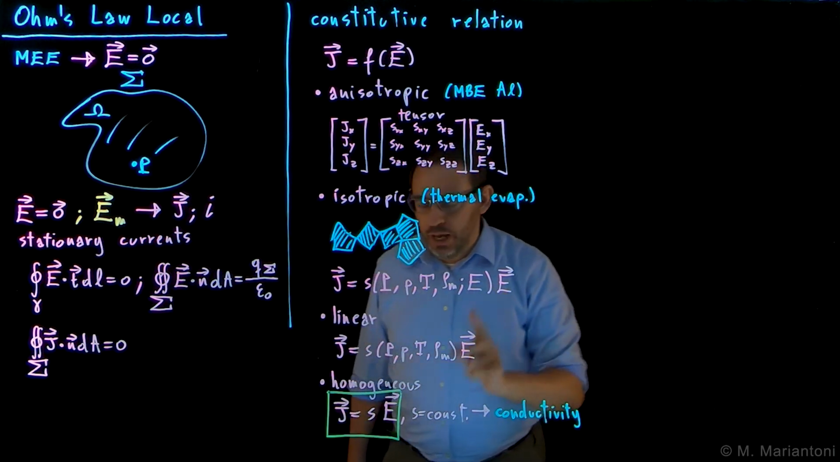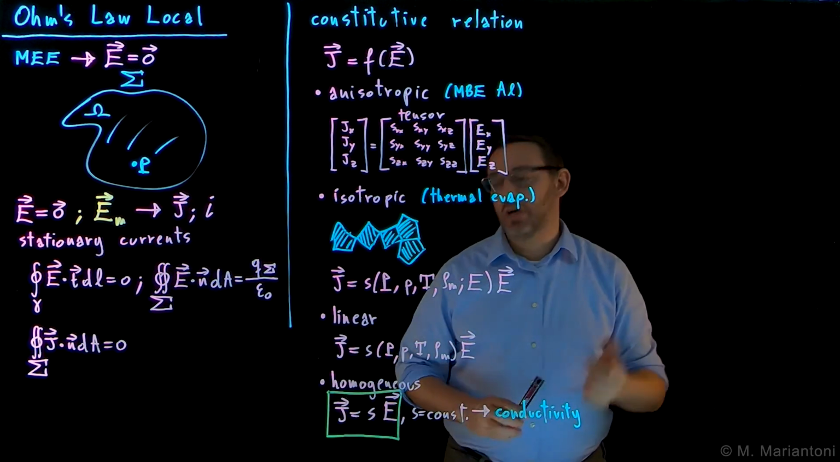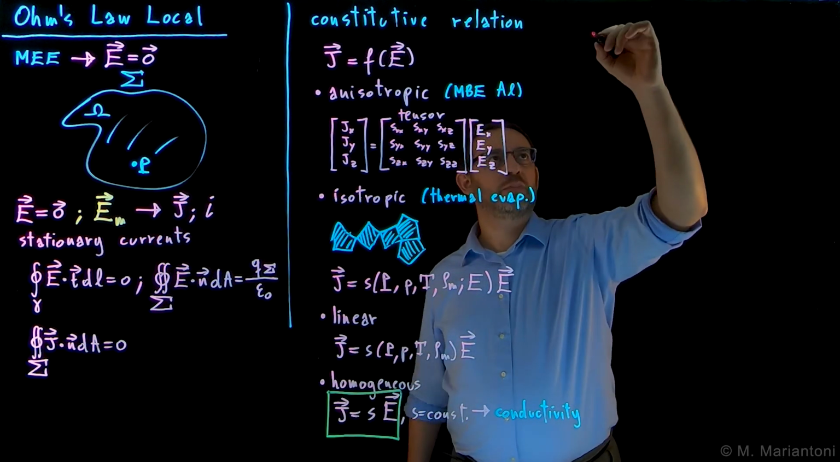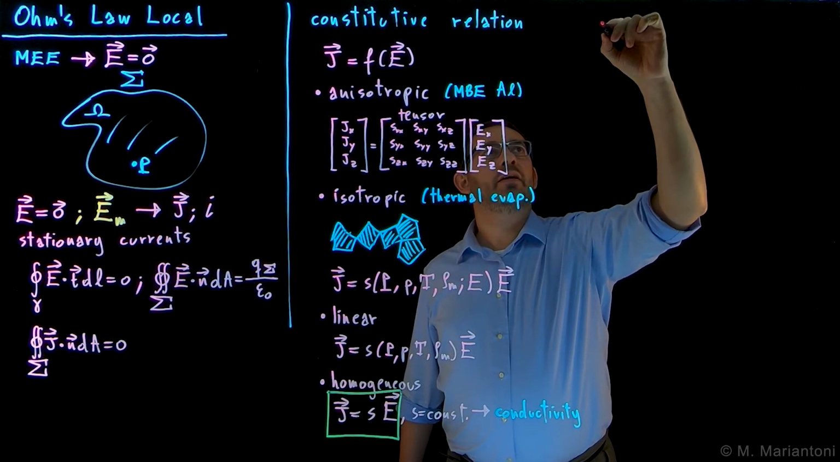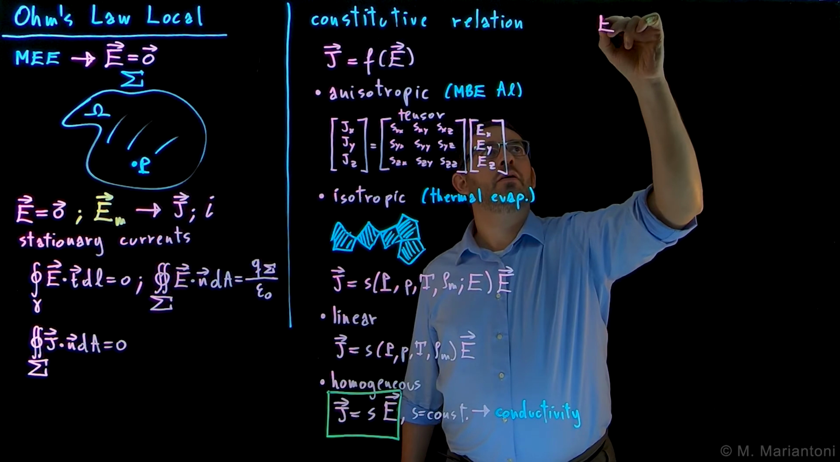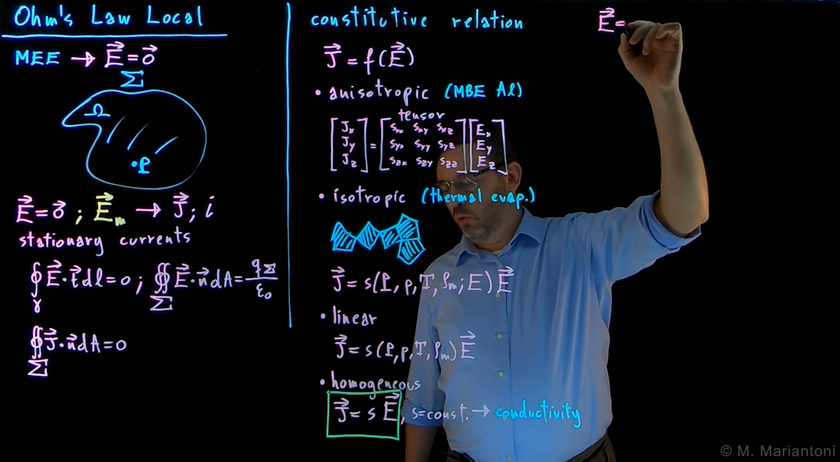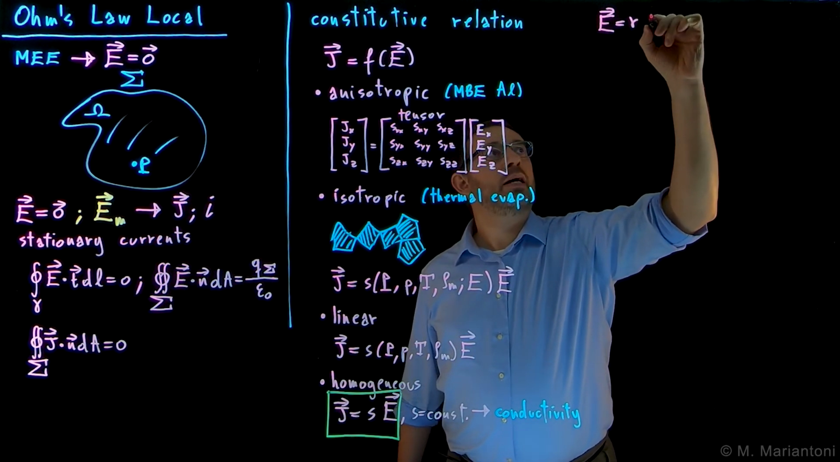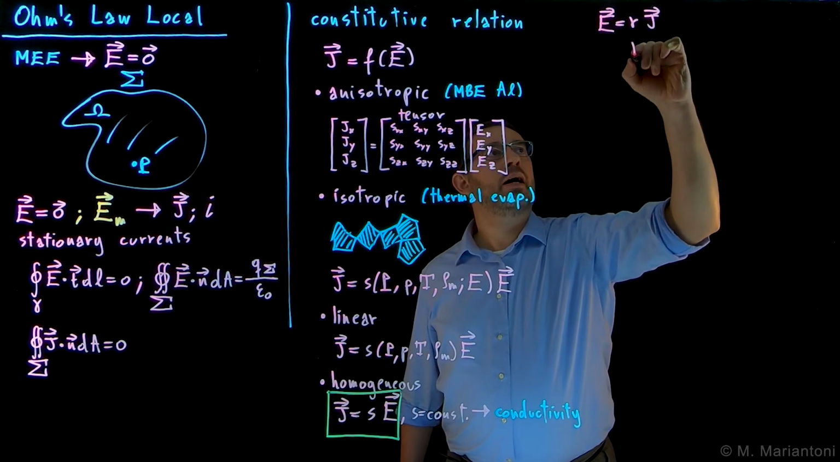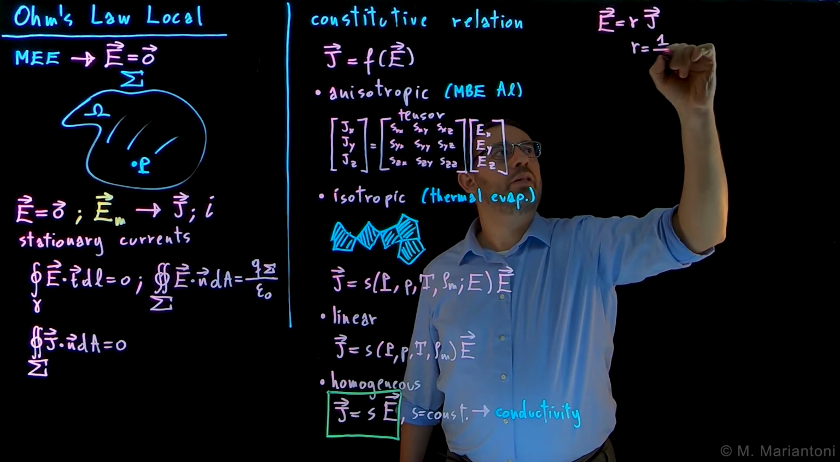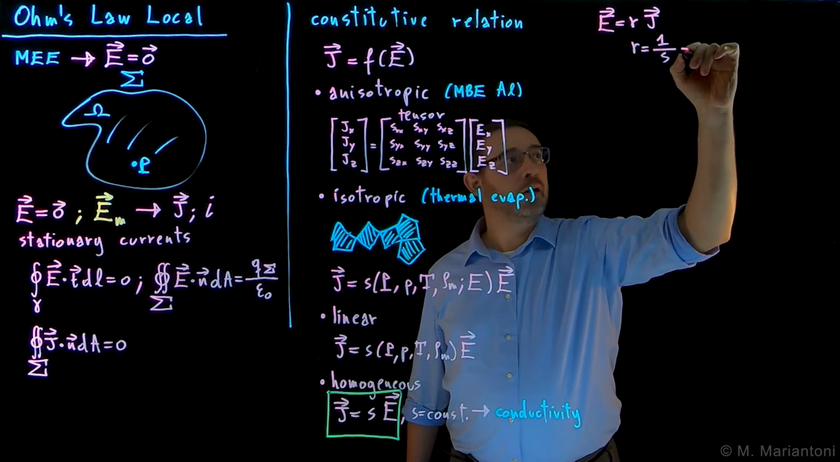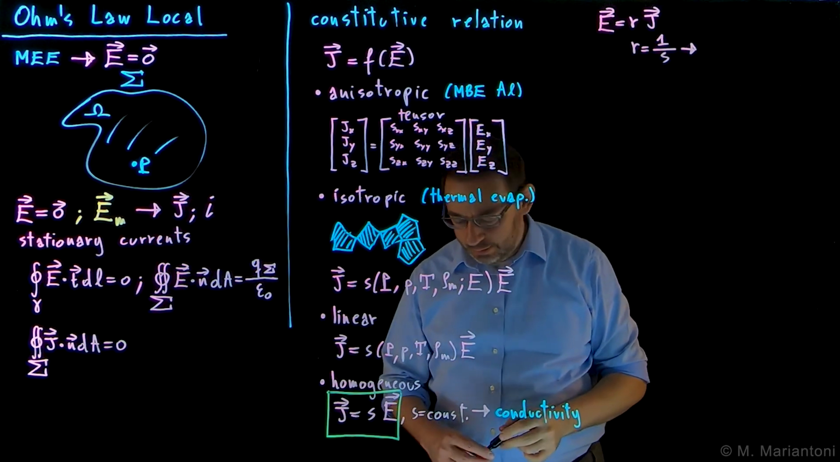Okay, so now, as it turns out, I can invert this relationship, and sometimes you will see it written as E equal R times J, where this R is equal to 1 over S, and this quantity R is called the resistivity, electrical resistivity of the material.